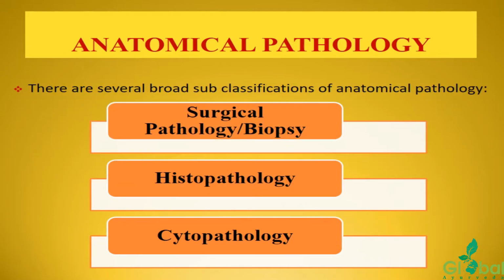Under anatomical pathology, again, subdivisions are there. Three mainly. Several broad classifications of anatomical pathology, like surgical pathology or biopsy, histopathology, and cytopathology. Surgical pathology is also named biopsy, then histopathology, cytopathology. We will see the features of each of the three types.